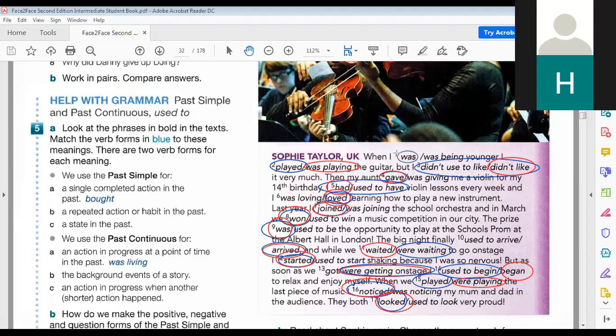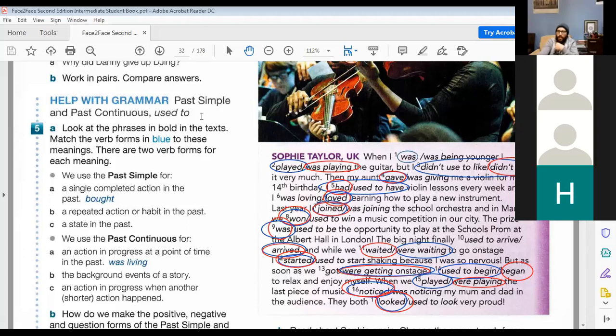So in the beginning here, "when I was younger." Is this a specific point in the past or is it a state in the past? What is it? Yes, it's a specific time. I think it's a state. What do you think? But there's a difference between a specific time and a state. It's not the same. A state in the past means something that took some time. So being young takes time. It's not a one-point thing. Do you get the idea?